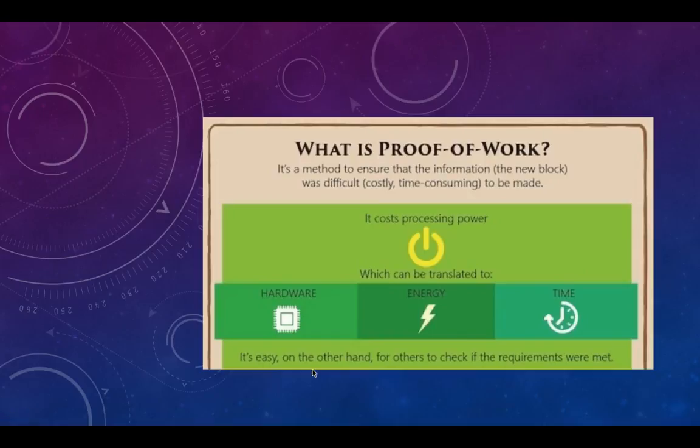So what is proof of work? It's a method to ensure that information, which is the new block, was difficult, costly, and time-consuming to be made. So there's work behind it. There's work that's being done. And as you see here, there's the cost of processing power. So you've got hardware, you've got energy, and you've got time. It takes all these resources. But on the other hand, it's easy for others to check if the requirements were met.